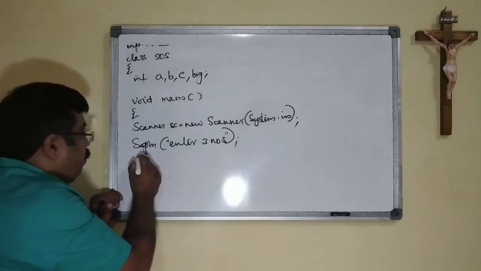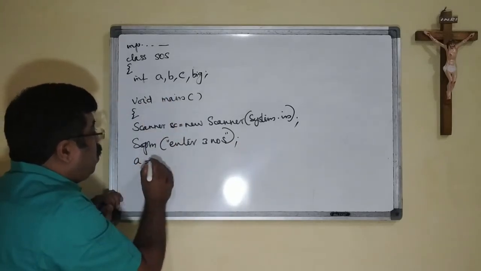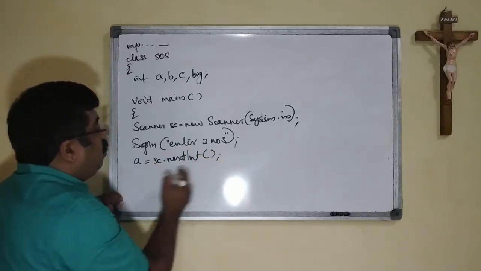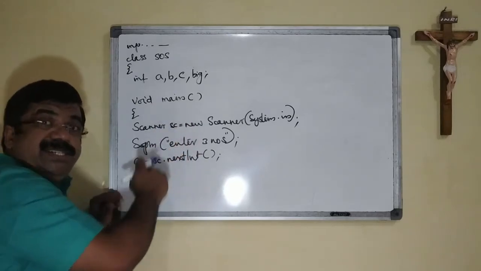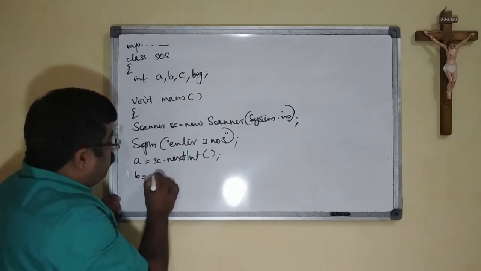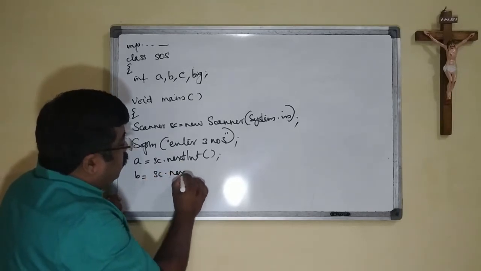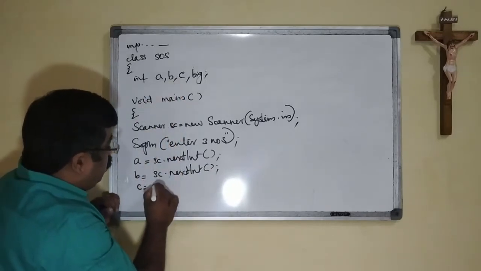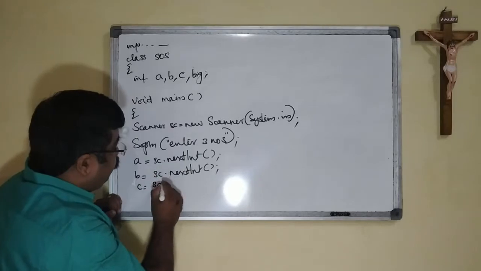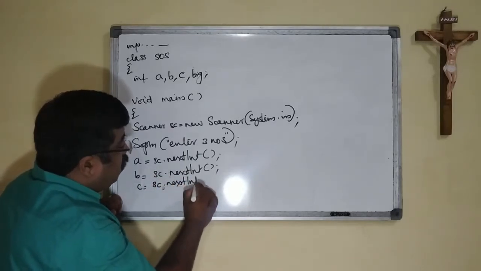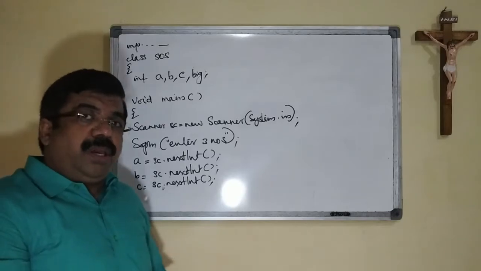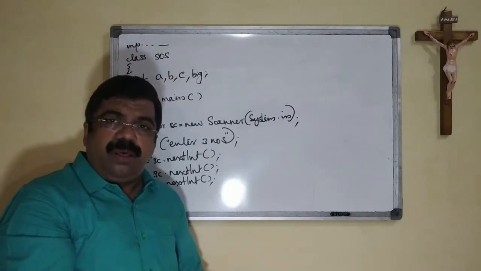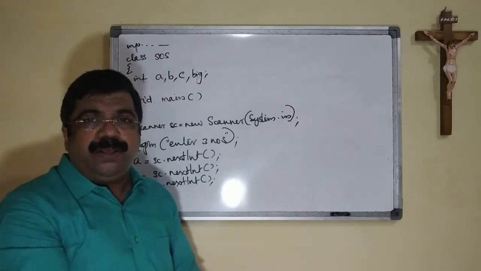We are giving first number A is equal to SOC dot nextInt, SOC, you know, the scanner class object. Then we give B is equal to SOC dot nextInt. Third one, C is equal to SOC dot nextInt. Our inputs are ready. Now I have to do the comparison and then find out the biggest one.